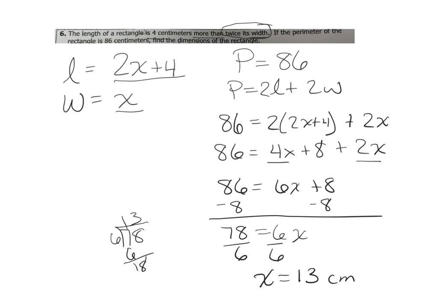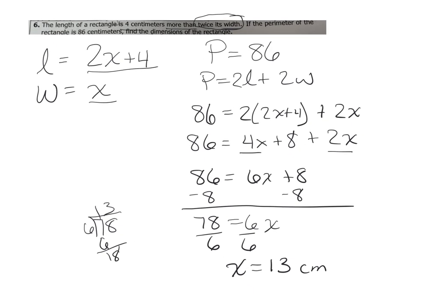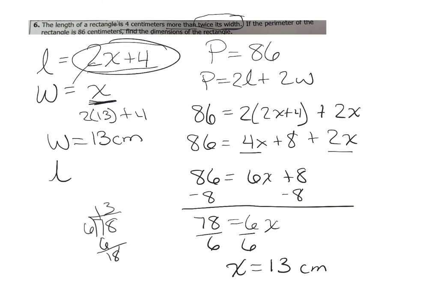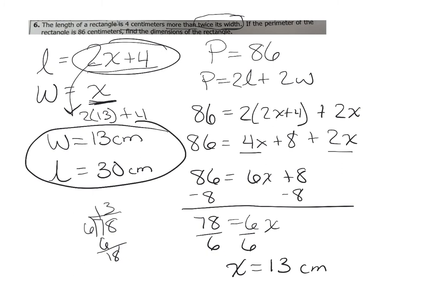If we look back at what the question asked, we need the dimensions. So your width was 13 centimeters, because that's what x was. And then your length is going to be 2 times 13, plus 4, because you're using this formula. So 26 plus 4 is 30 centimeters.